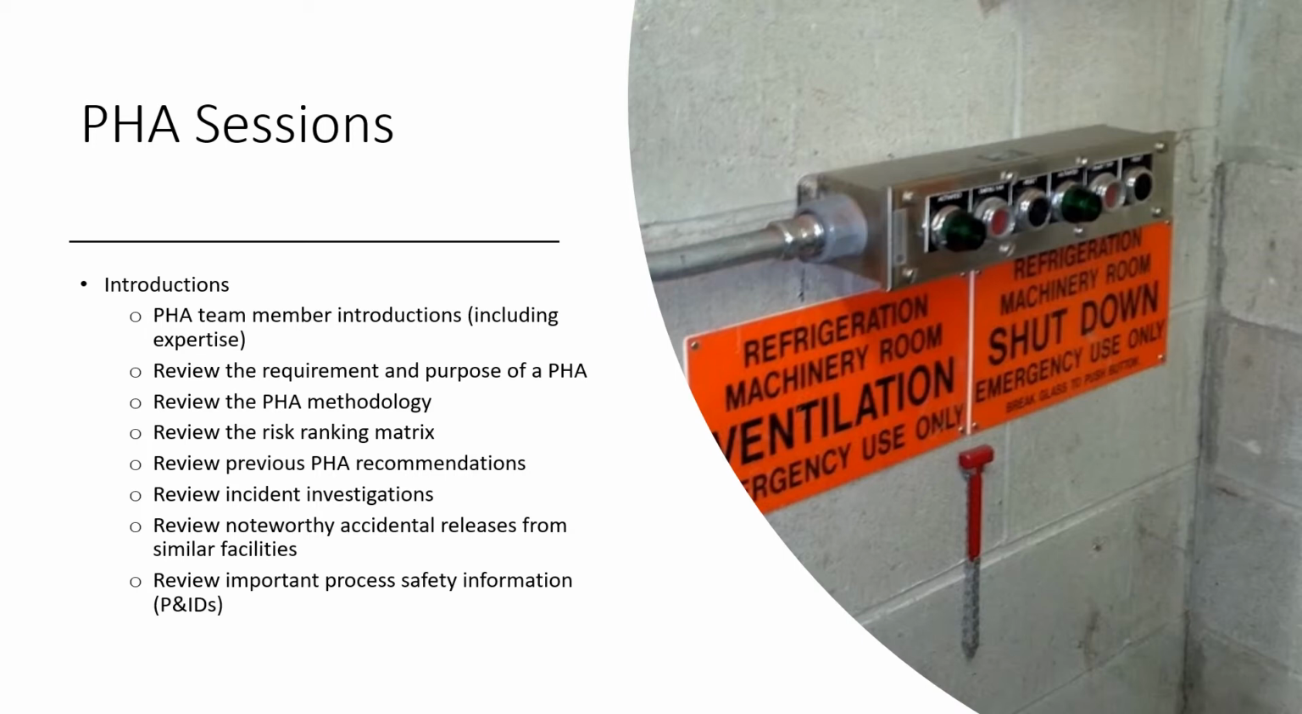The first PHA session is typically used to introduce each member of the PHA team, review the requirements and purpose of the PHA, introduce the team to the PHA methodology that will be used, review the risk ranking matrix that will be used to assess risk, review any previous PHA recommendations that have not been resolved, review all incident investigations that have occurred since the last PHA was performed, review noteworthy accidental releases from similar facilities, and review important process safety information such as PNIDs.